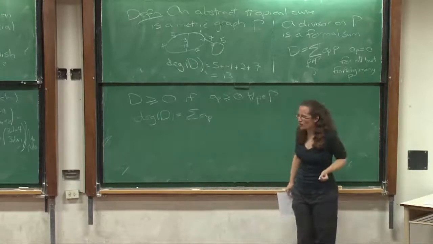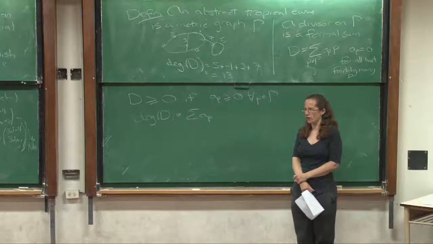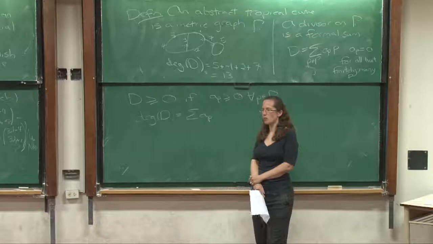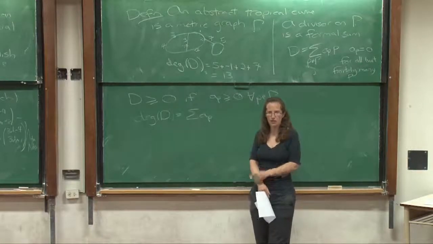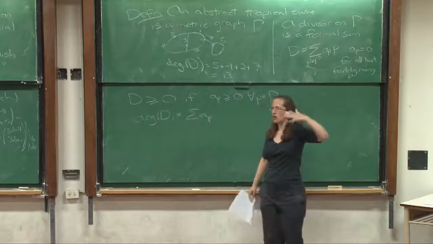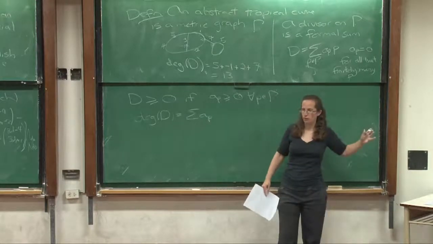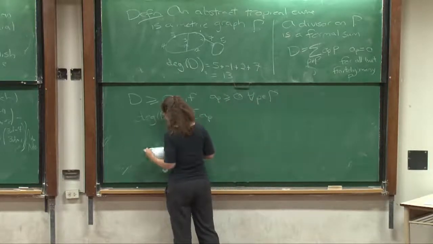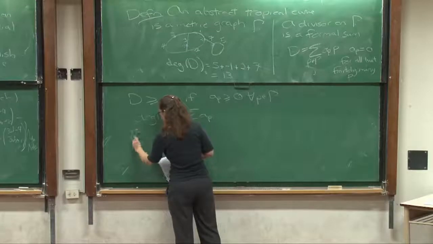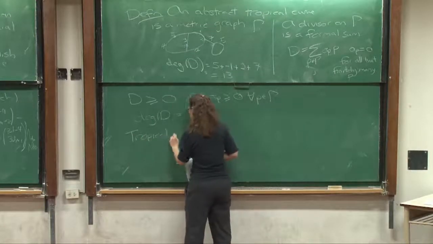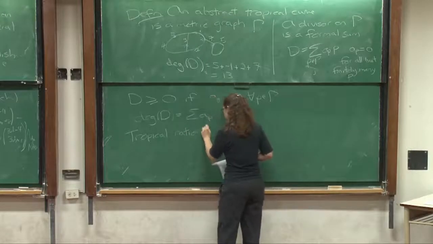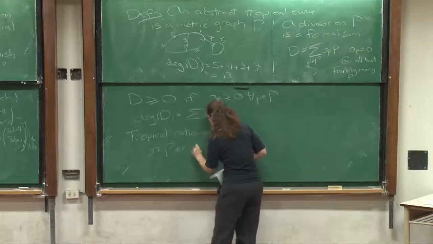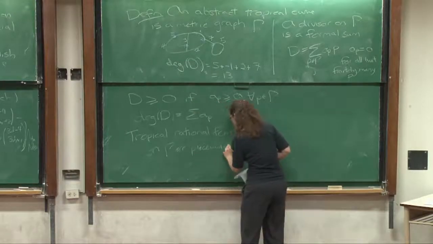Now, of course, we're in the tropical land, so we have to talk about a tropical rational function. If you remember back to the first day, we said tropical polynomials were piecewise linear functions. They were just convex ones. Tropical rational functions are any piecewise linear function. So tropical rational functions on gamma are piecewise linear functions.